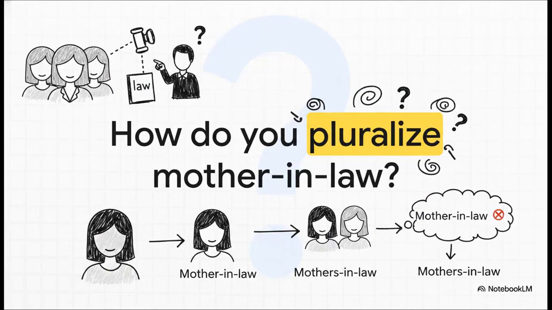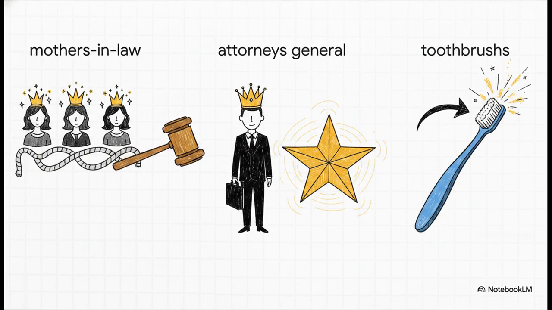Now, I want you to think about this one for a second. If you have more than one mother-in-law, what do you actually call them? Is it mother-in-laws? Mothers-in-law? How on earth do you pluralize a compound word? So the secret sauce here is finding what we call the head noun. The head noun is the core word giving the primary meaning to the phrase. For hyphenated words, you pluralize that main noun, so it's mothers-in-law because mother is the core person.